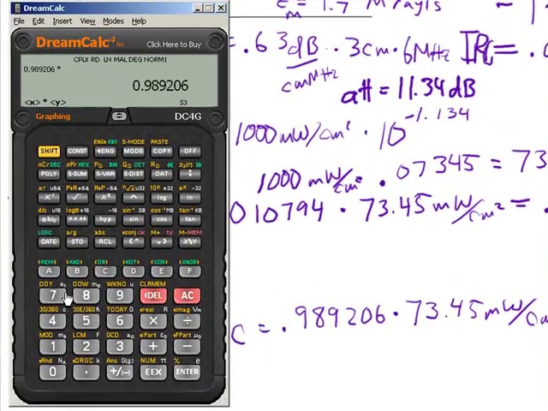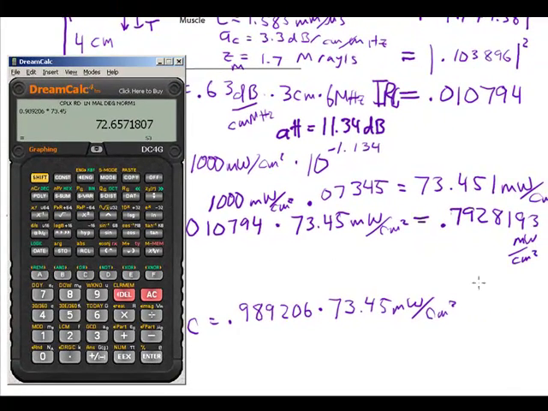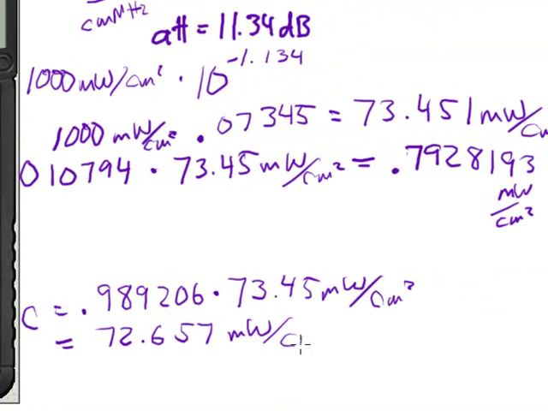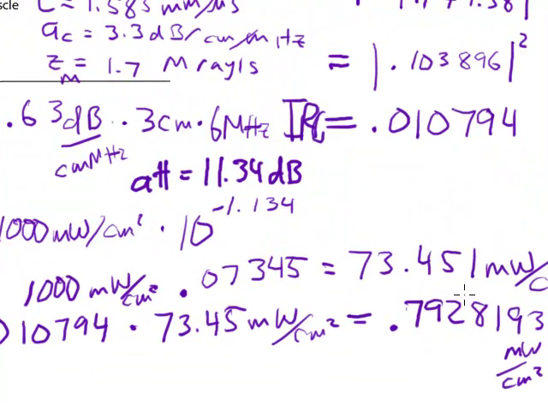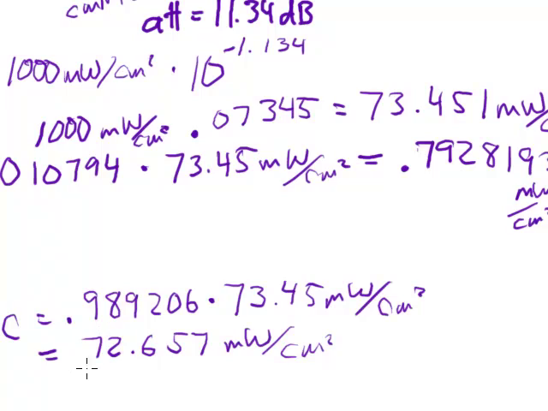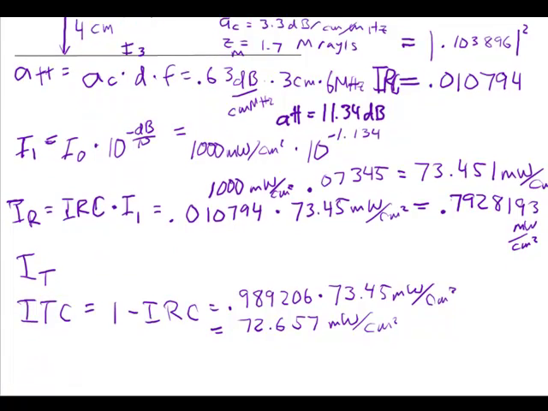So times 73.45, enter, and so that comes out to be just 72.657 milliwatts per square centimeter. So only a small amount of the wave is reflected, 0.792 milliwatts, and a large amount is transmitted, 72.657 milliwatts transmitted. Okay, but we aren't done yet.